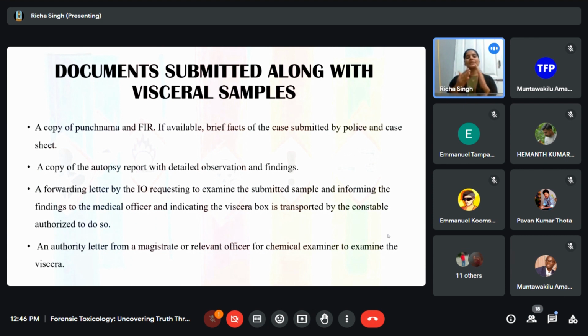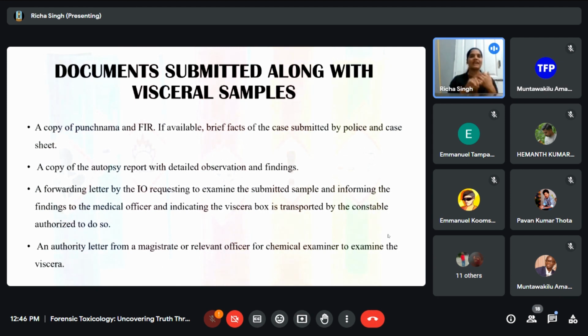Now, once the samples are ready to be sent to the laboratory, there are different documents which are supposed to be sent along with it. Now, what are the different documents? So first, there should be a copy of Panchnama and FIR. If it is available, brief facts of the case submitted by police and case sheet.